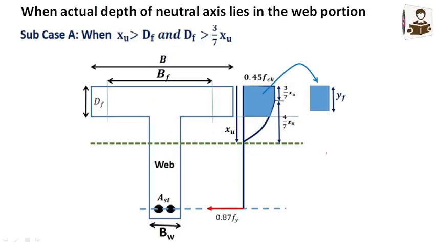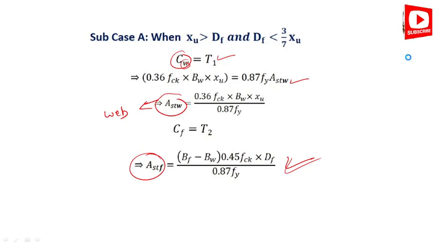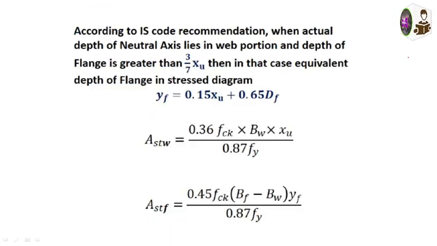In the same case, when the actual depth of neutral axis lies in the web portion, xu is more than Df and Df is more than 3/7 xu, but the first case is less than 3/7 xu. Understood? So only the formulas have changed. Those who had confusion about yf will understand it now. According to the IS code recommendation, when the actual depth of neutral axis lies in the web portion and the depth of flange is greater than 3/7, then the equivalent depth of flange is taken from the stress diagram.